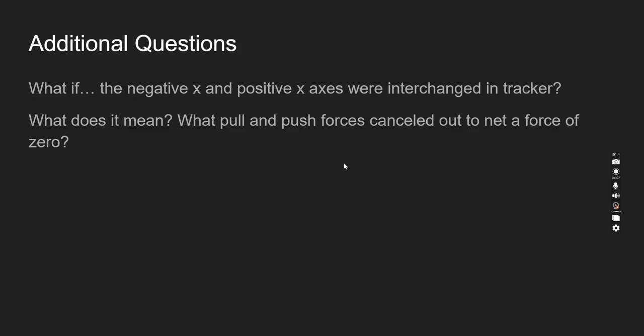Additional questions: what if the negative x and positive x axes were interchanged in Tracker? If the axes were flipped, Tracker would have shown a constant negative velocity. And what pull and push forces canceled out to net a force of 0? This would have been the normal force, which was the table pushing up on the marker, and gravity, which was pulling down on the marker. And friction was assumed to be negligible.